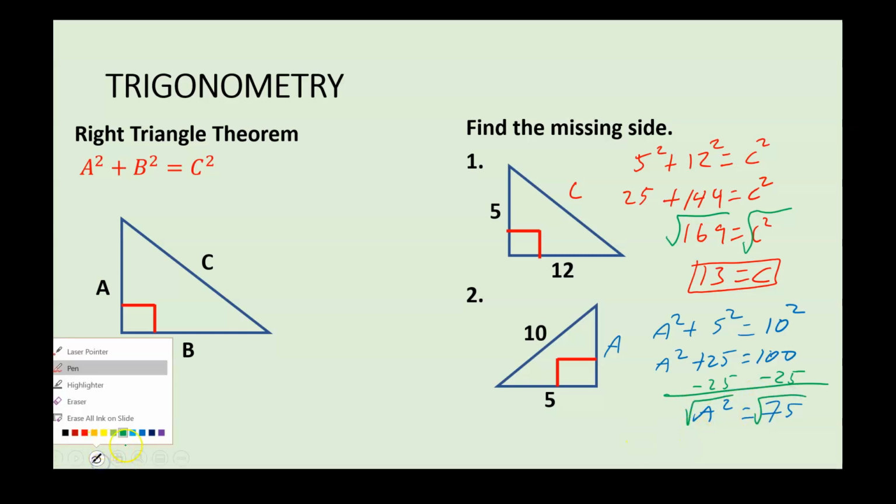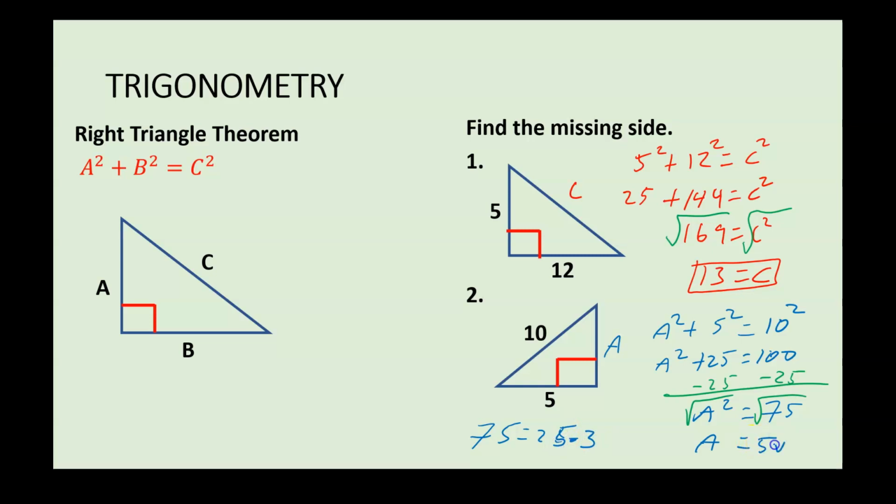and that gives us A on the left, and on the right, 75 is the same thing as 25 times 3. So we know 25 is a perfect square. We can pull that out. So that gives us 5 square root of 3. Excellent.